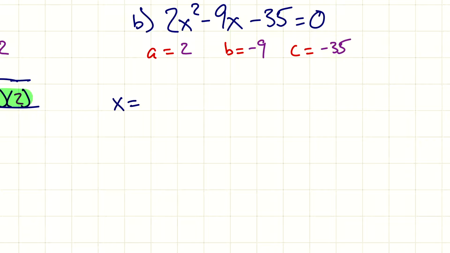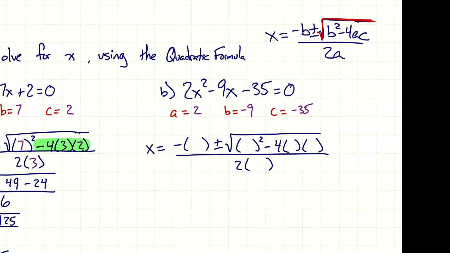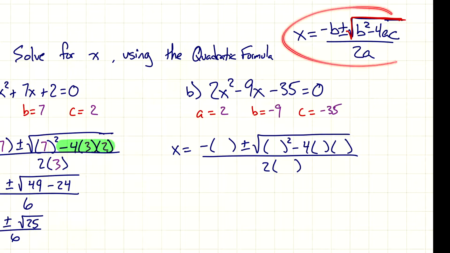So I'm going to set this up. Negative something plus or minus the square root of something squared minus 4 times something times something. All right, keep in mind there's always going to be this 4. This 4 is always part of the formula. That's a common question. People ask, where'd you get the 4 from? That's part of the formula. Same thing with the 2 at the bottom as well. So if you remember, there's always going to be the 4 and there's always going to be that 2.